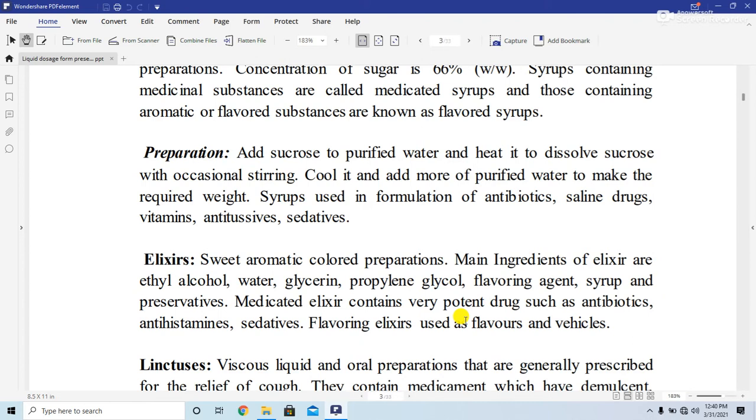Medicated elixirs contain very potent drugs such as antibiotics, antihistamines and sedatives. So antibiotics, antihistamines and sedative hypnotic agents are available in the markets. Elixirs are available in the form of antibiotics, antihistamines and sedatives. Flavoring elixirs are used as flavors and vehicles.